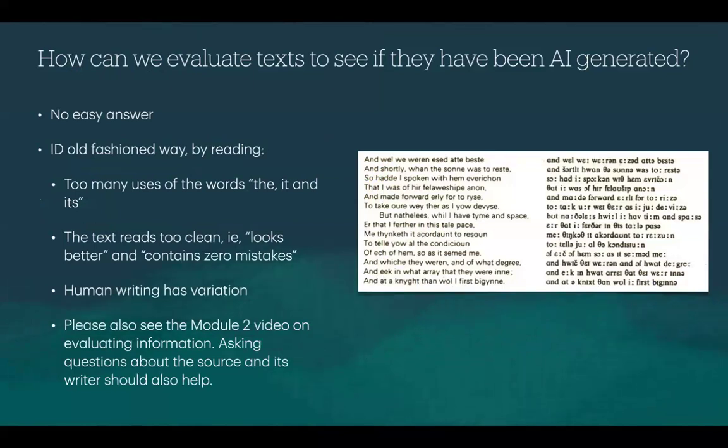So if there are too many uses of the words the, it, and its, or if the text reads too clean, it looks better, or contains zero mistakes, we can assume that it might be AI generated. We also know that human writing has variation. If you are interested, please also see the Module 2 video on evaluating information. Asking questions about the source that you're reading from, its writer, and the research behind it should help you decide whether or not something has been AI generated.